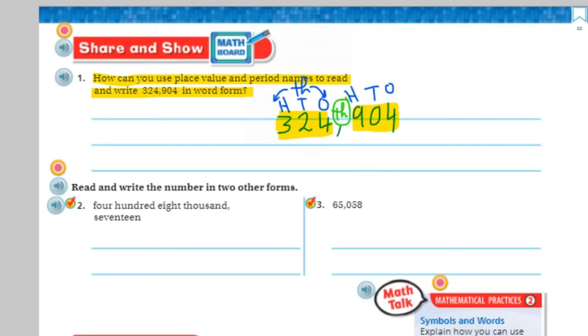Okay, let's read this number. We have here 300, 24, 4, 24 what? 24,000. Yes, 24,000.